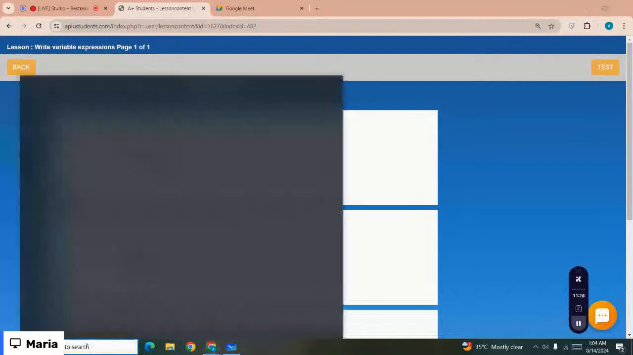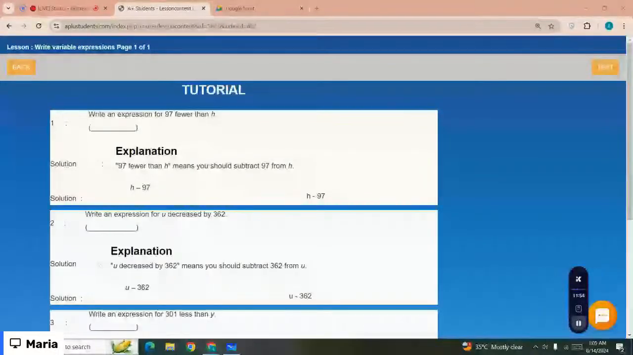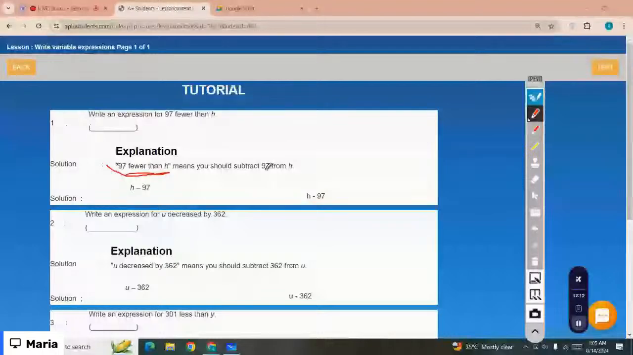Mathematical expressions are written with mathematical operations. Fewer than means you need to subtract, right? So 97 fewer than h means subtract 97 from h. So that is h minus 97. Got it?